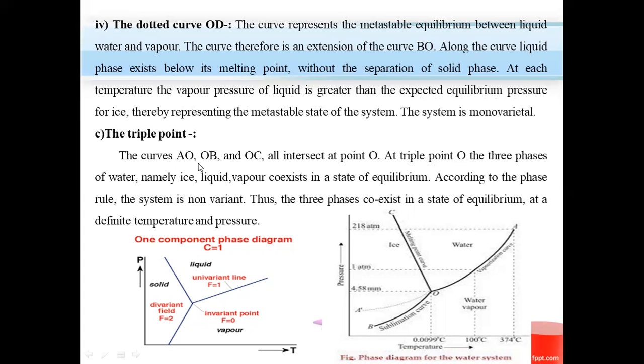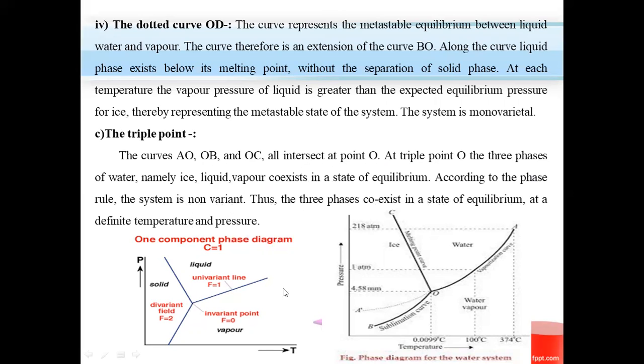Triple point: the curves AO, OB, and OC all intersect at the point O. At the triple point O, there are three phases of water, namely ice, liquid, and vapor, coexisting in a state of equilibrium. That is O, or the triple point. According to the phase rule, the system is non-variant. Thus, the three phases coexist in the state of equilibrium at a definite temperature and pressure.